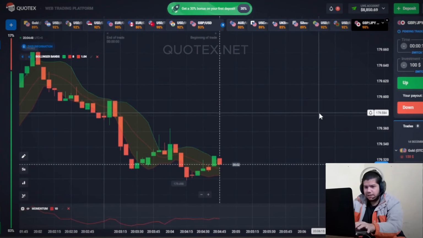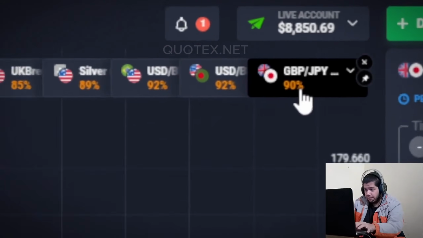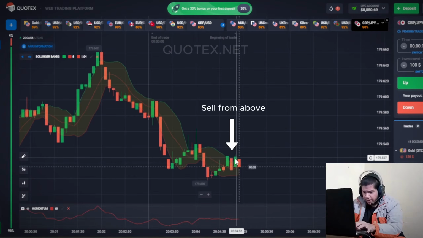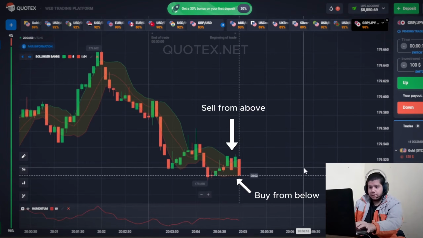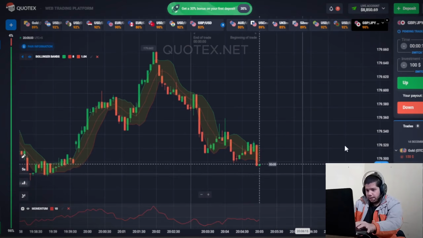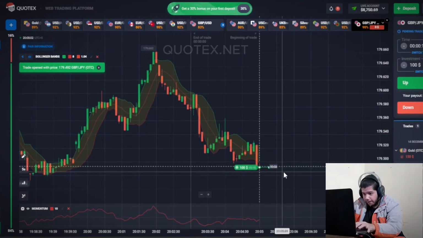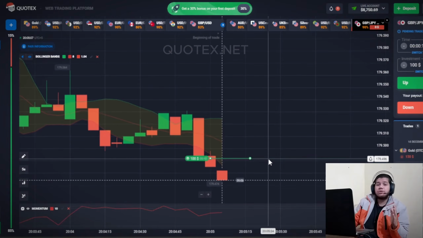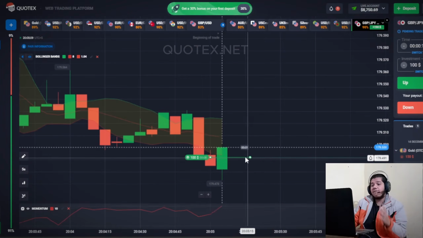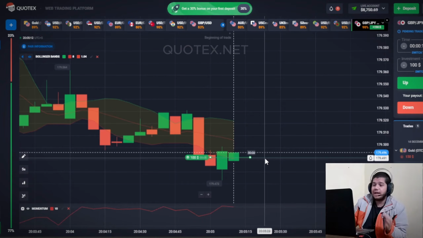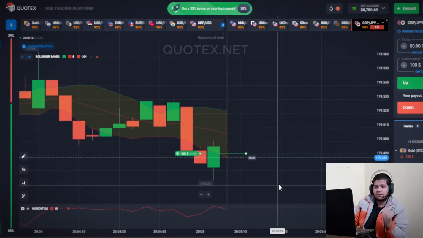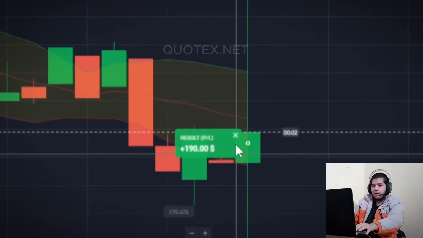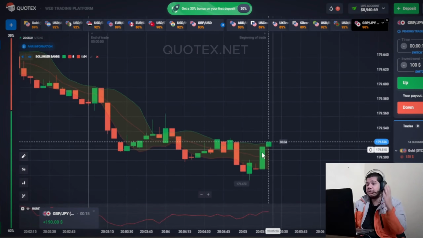As you can see here, I'm currently on the GBP/JPY pair, and the price is roaming around the bands, the upper and the lower band. So right here, I'm buying with $100 because the price is below this lower band. Guys, make sure to stick with the criteria I have explained in this video to get the maximum potential of this trading strategy. So let's wait a bit more. And here you go, $190 profit from the single trade.